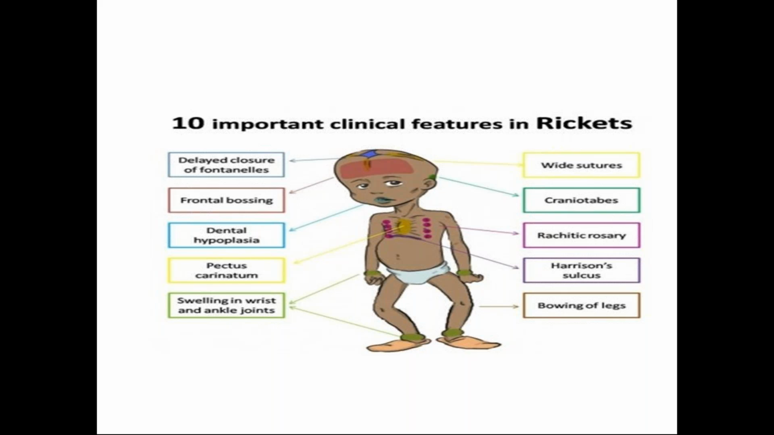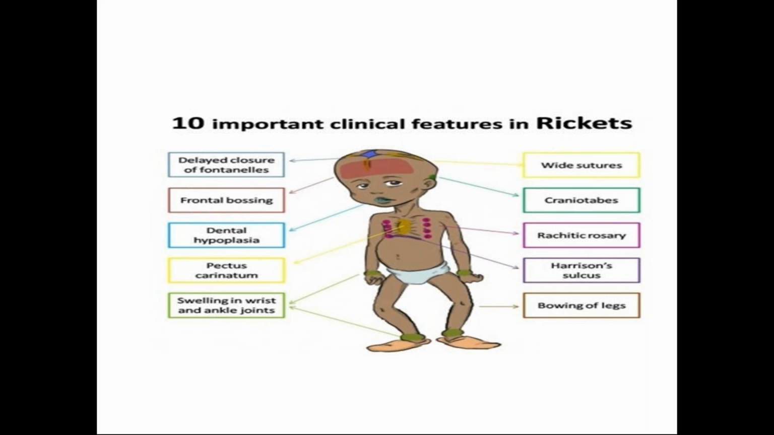And how do you rule out refractory rickets? If I'm telling the protocol for ruling out refractory rickets, the first thing you have to do is check the serum phosphate levels. If the phosphate levels are high, rule out chronic kidney disease. See whether there is any chronic kidney disease and treat it. That is one of the causes of refractory rickets.